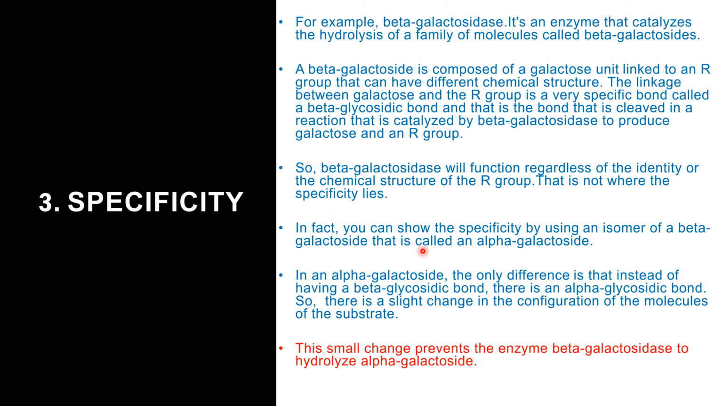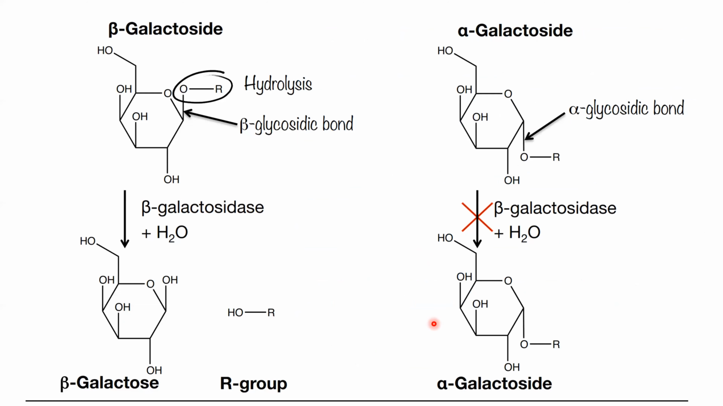In fact, you can show the specificity by using an isomer. So what we do is change the isomer, in one case to alpha galactoside, keeping the whole rest of the molecule the same. And we then examine what happens, whether the enzyme is able to function on it or not, right? In the next slide, you can see that. So I can show you this.